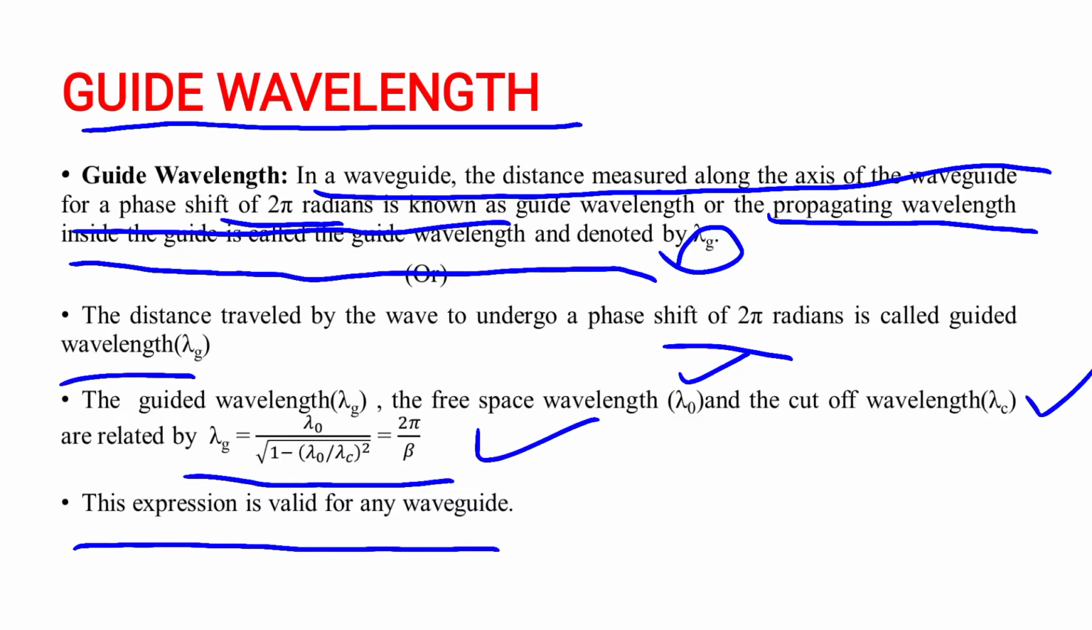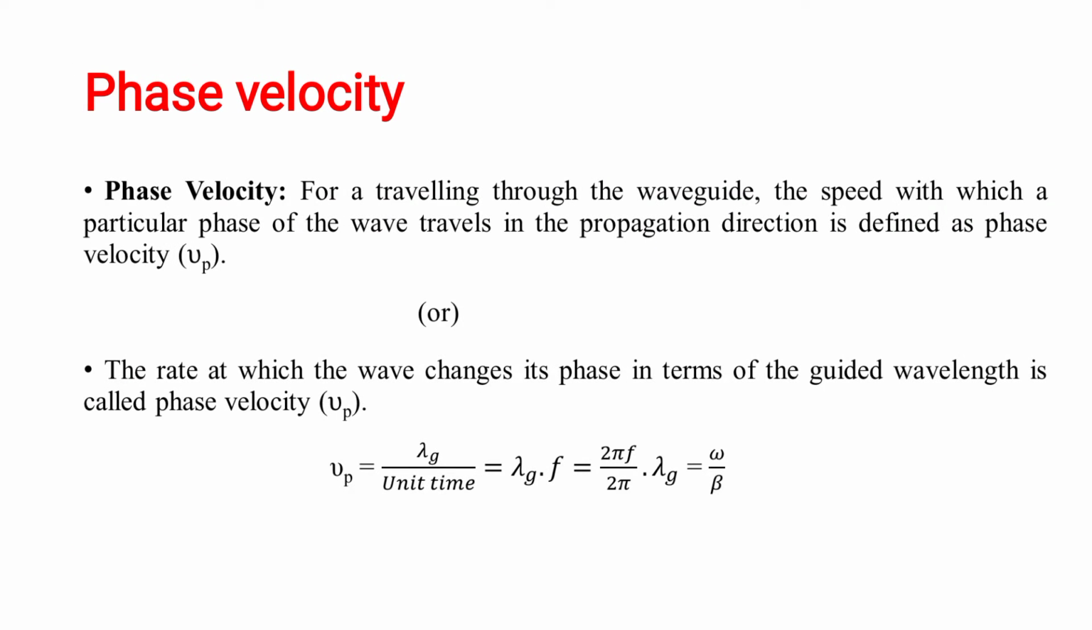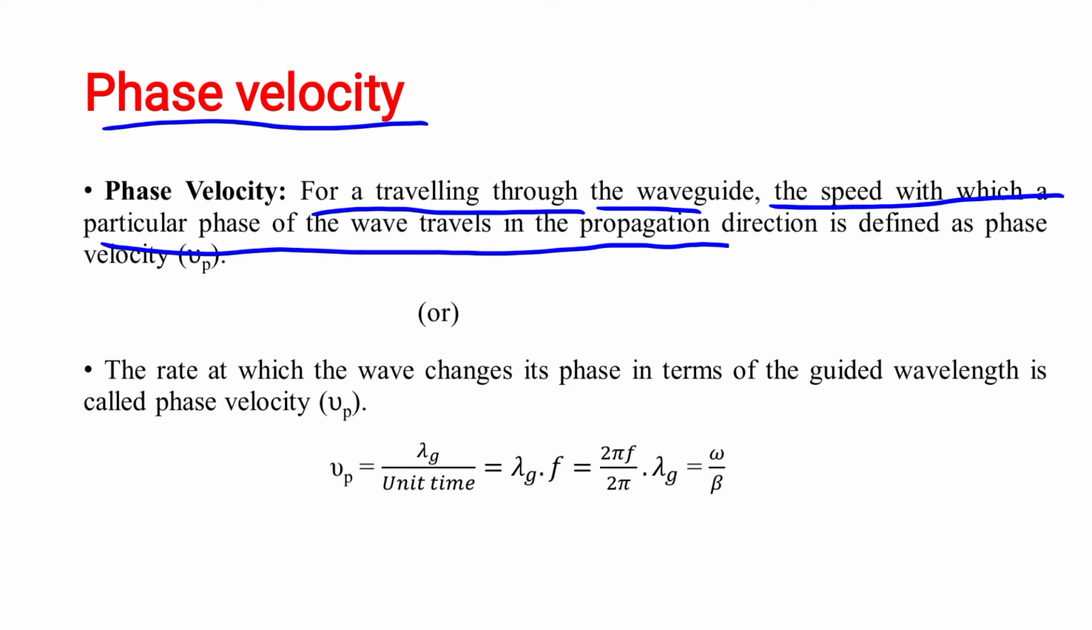Now let's see what is phase velocity. Phase velocity is nothing but the velocity of the microwave inside the waveguide. For a wave traveling through a waveguide, the speed with which a particular phase of the wave travels in the propagation direction is defined as phase velocity Vp. Vp is nothing but phase velocity. It is the velocity of the microwave traveling in the waveguide.